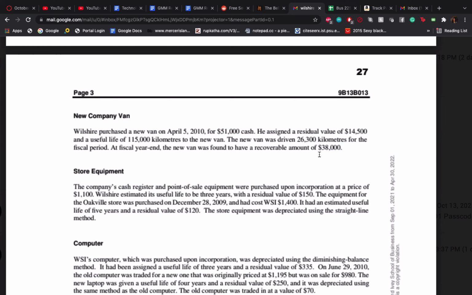Yeah, so we subtract 14,500 from 51,000. And then 115,000 kilometers is the output, right? So then we take that amount that you subtracted and divide it by 115,000? Yeah. And when you divide it by 115,000, that number is how much value you have to multiply by something, but I can't remember.